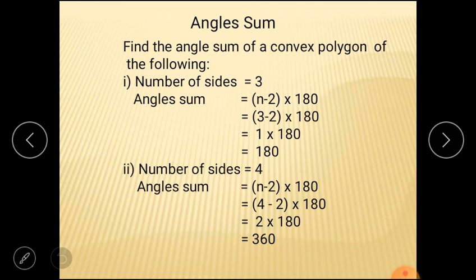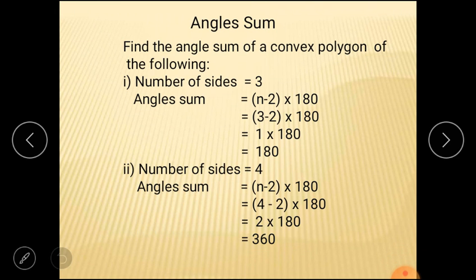What do you mean by convex polygon? The sum of the interior angles. Interior angle means inside the polygon. We are going to find out the sum of all the angles inside the polygon. It depends on the number of sides. If there are 3 sides, the sum is 180 degrees. If it is 4 sides, 360 degrees. So first example, we will see number of sides equal to 3.